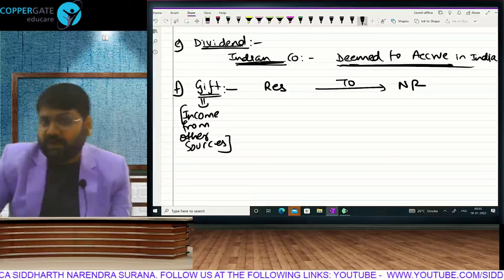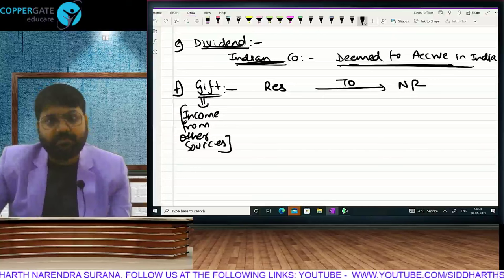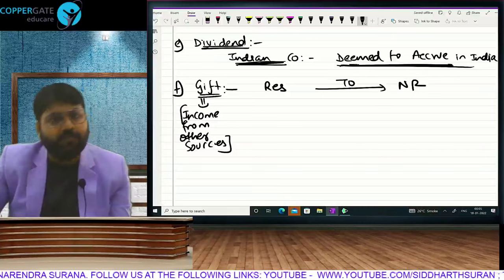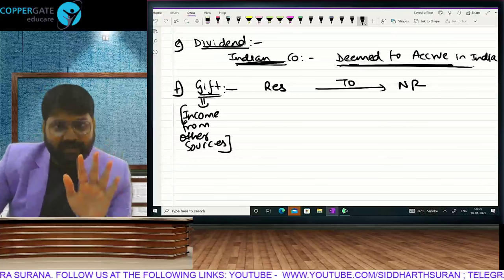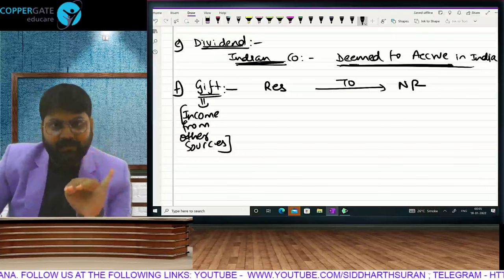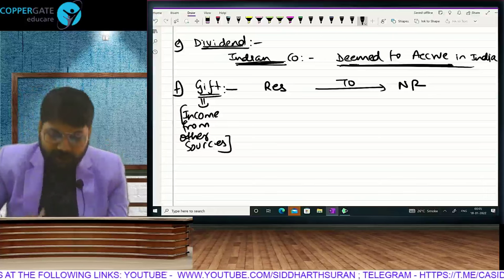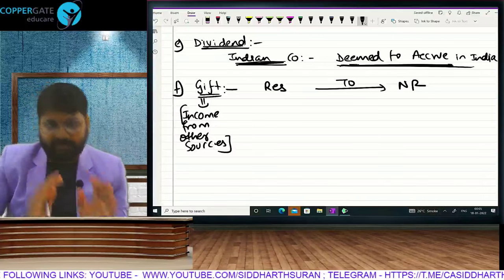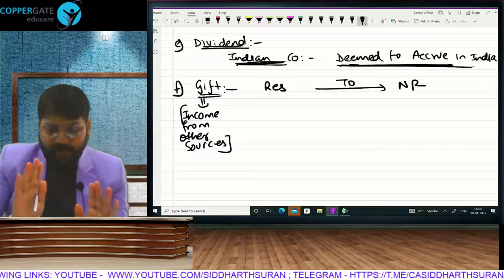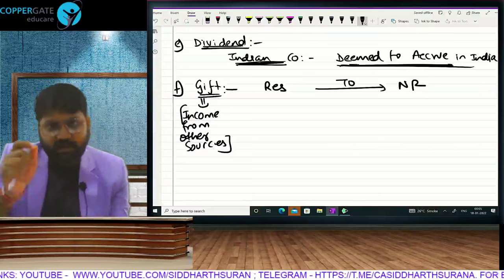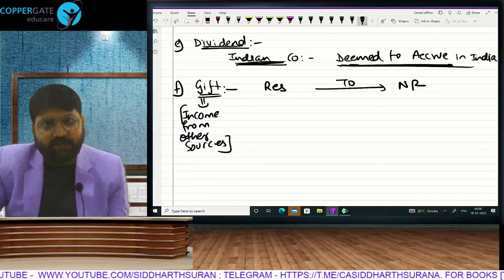In which head of income are we going to classify our gift? Income from other sources. Five heads: salary, house property, business profession, capital gains. Fifth head is income from other sources. Gift is going to be taxable under IFOS, firstly. Okay. Now listen, if one person gives another person a gift in India, can I say it is Indian income? For sure it will be taxable.